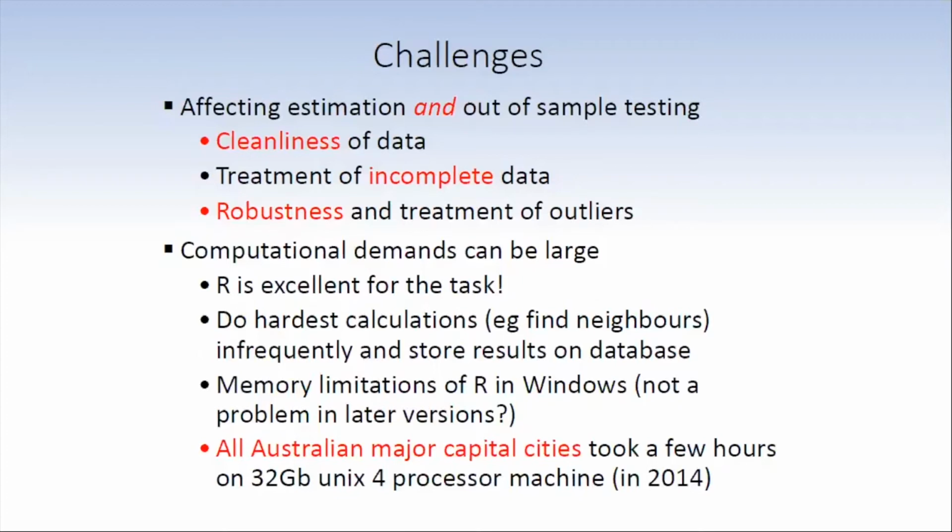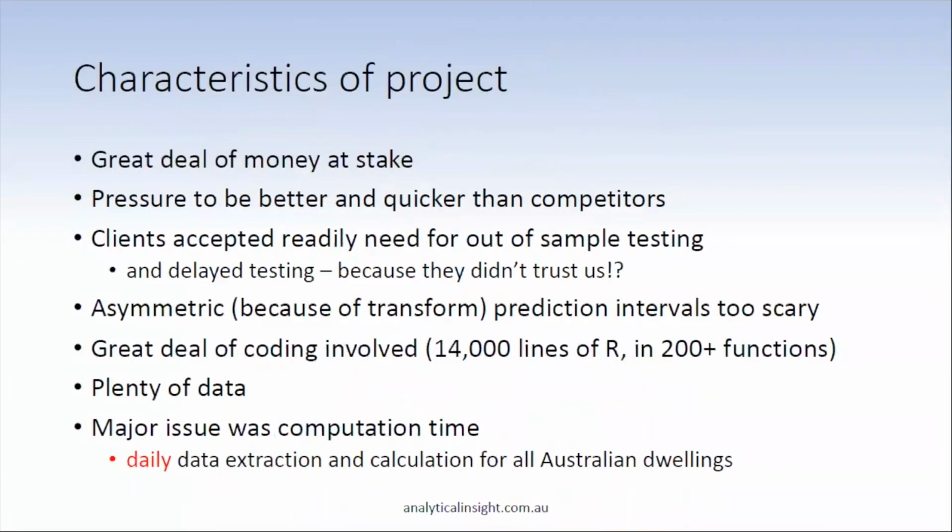Computational demands were large, particularly at the time, because there was lots of data. Doing things like finding neighbors is a hard problem. And what we did with that was that, fortunately, the neighbors of a property don't change very frequently. So do that and store the results and update it once in a while. We kept hitting memory limitations of R running on Windows. Anyway, it was a task that took about 4 years to develop altogether, helped by a change in the database characteristics halfway through. It all had to be done again.